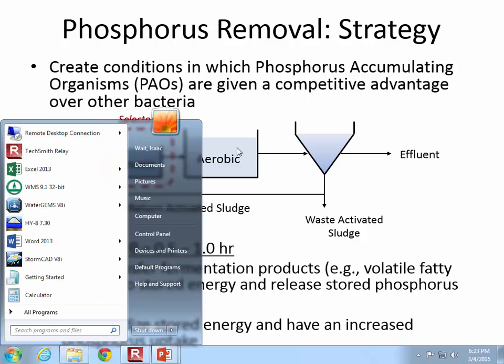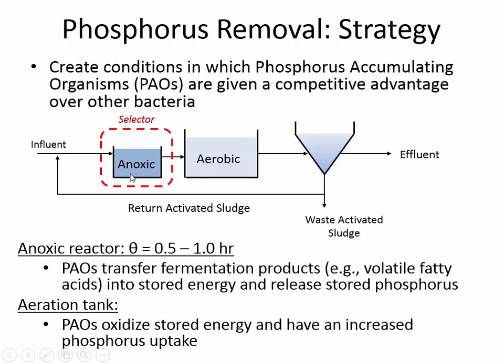In this anaerobic basin, they're the only ones that can eat, but while they're eating in there, they're using up their stored phosphorus. And so then they get into the aerobic basin and they realize that they're out of balance. They've eaten a lot, but they don't have enough phosphorus.